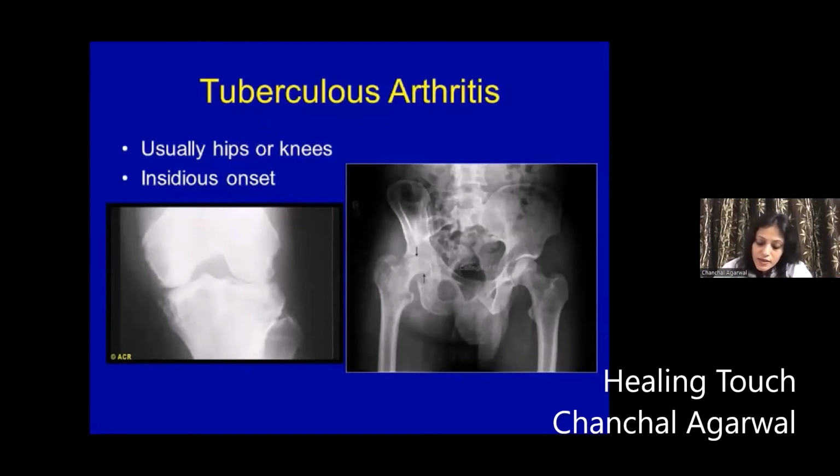So you can see the lot of erosion is there. It's eaten up. Here also it's eaten up. See, it's eaten up in these areas. And you can see a lot of erosion and degeneration in the hip area also. So this is about tubercular arthritis. So what was the learning out of this arthritis chapter?